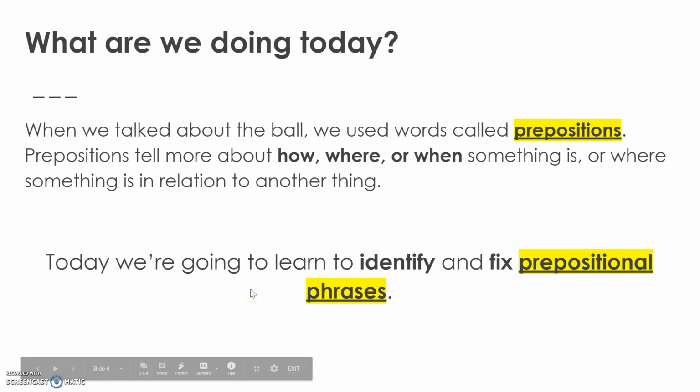All right, Kipsters, when we talked about the ball, we used words called prepositions. Prepositions tell more about how, where, or when something is, or where something is in relation to another thing. Today we're going to learn to identify and fix prepositional phrases.